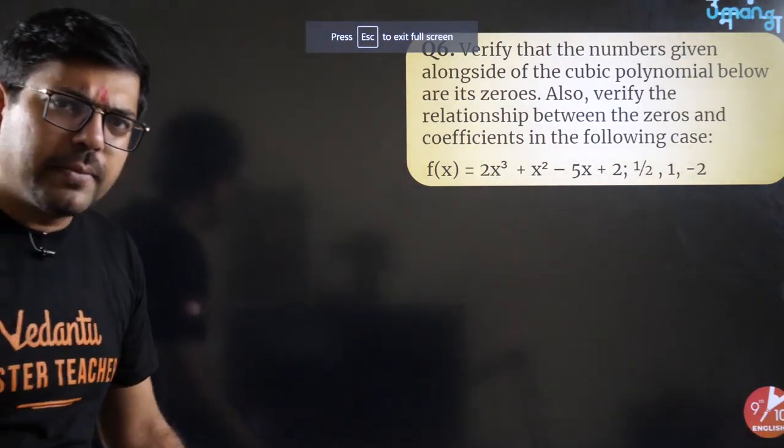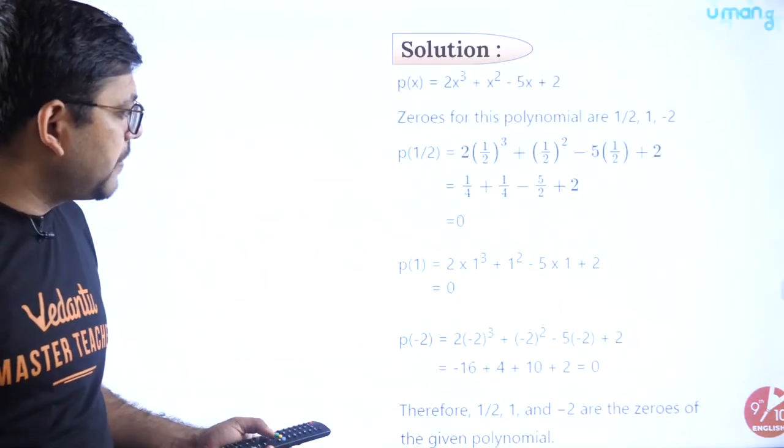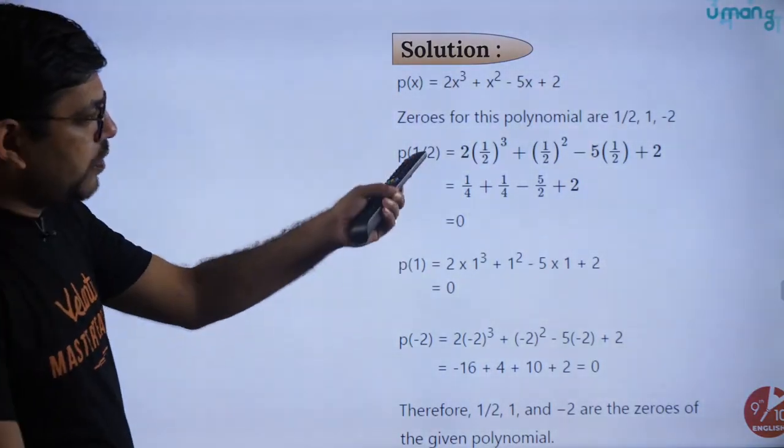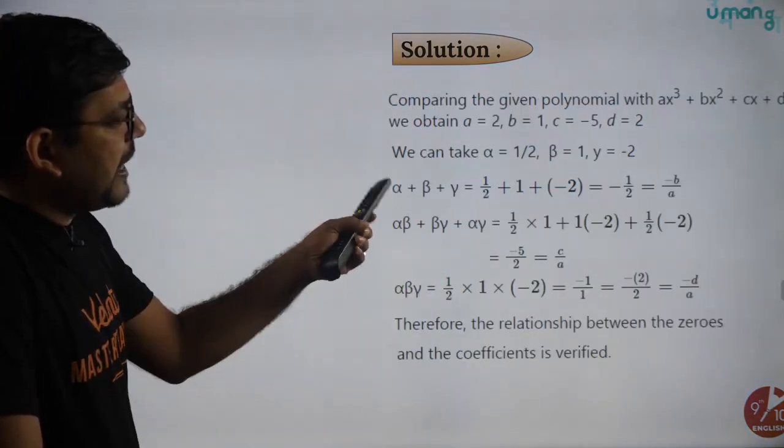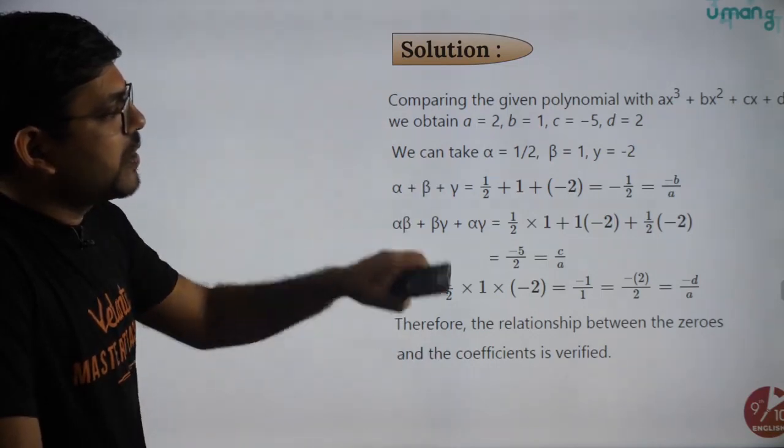Okay, let me show you. Why am I writing it again? Let me show you. So first, the zeros are 0, 1 by 2 is 0, 1 is 0, minus 2 is 0, and the verification part: alpha plus beta plus gamma is equals to minus b by a.